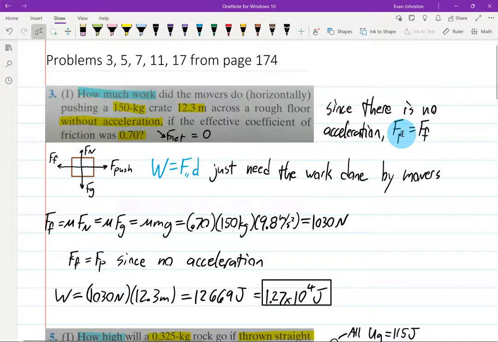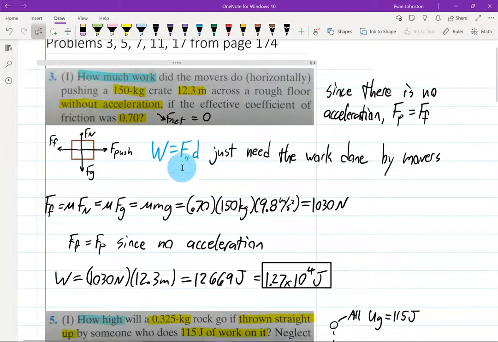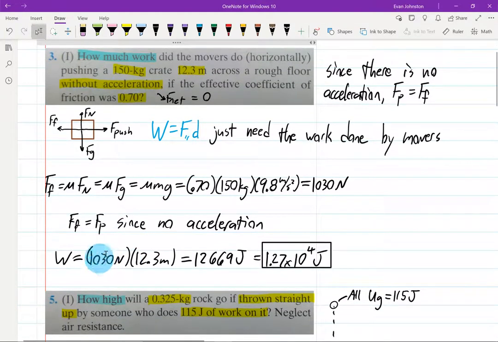That friction force is my push. So I can swap that in for the force that's actually getting pushed, or my parallel force. I use that as my force, multiply it by d, and I find that my movers have done this much work, written in scientific notation.